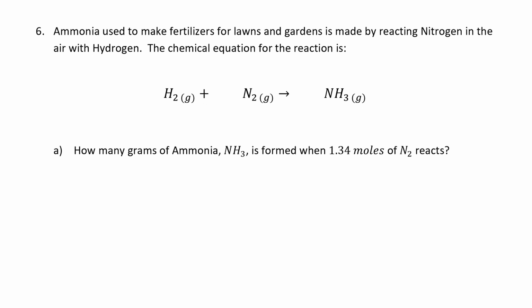I'd like to take up question 6. Ammonia is used to make fertilizers for lawns and gardens. This is used by reacting nitrogen from the air with hydrogen to make ammonia. Please note that the vast majority of the air you're breathing is not oxygen, it's nitrogen. This nitrogen is not bioavailable, meaning it can't be used out of the air directly as nitrogen in your body. What has to happen, it has to be fixed into an organic molecule, such as ammonia.